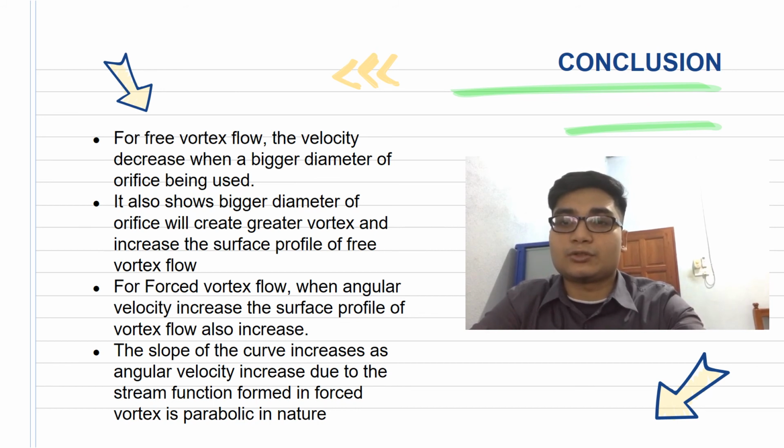It also shows that a bigger diameter of orifice will create a greater vortex and increase the surface profile of the vortex flow. The next conclusion is for forced vortex flow: when angular velocity increases, the surface profile also increases. The slope of the curve increases as angular velocity increases. This is because the stream function formed in forced vortex is parabolic in nature.